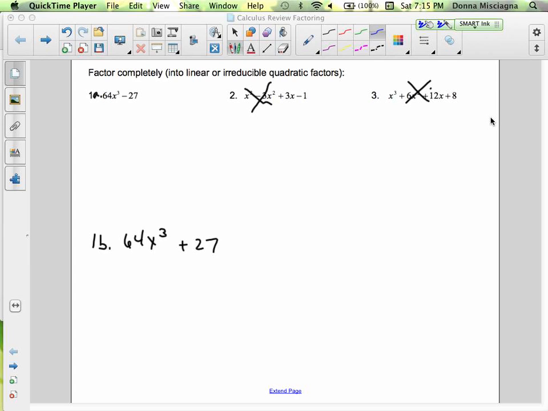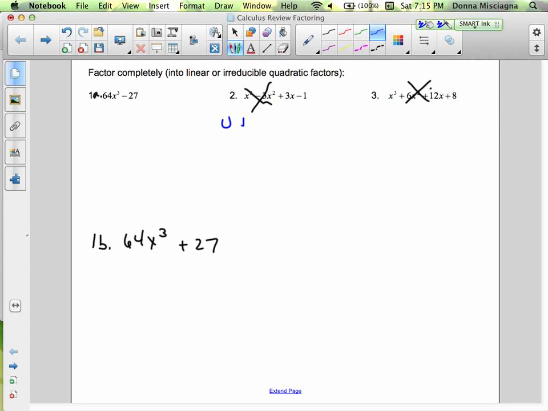So for both of these, u and v are perfect cubes. By the way, besides of course watching the video, I'm going to post the notes as well on Schoology. If you want, you can take notes or print these out and refer to them as you're doing problems, whatever is best for you. So, u and v are perfect cubes.